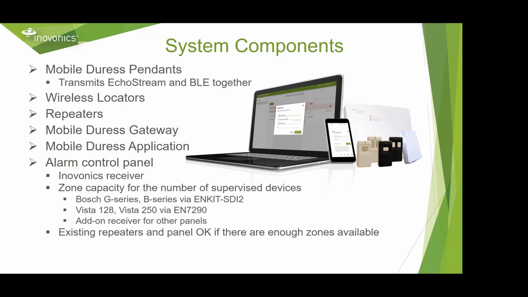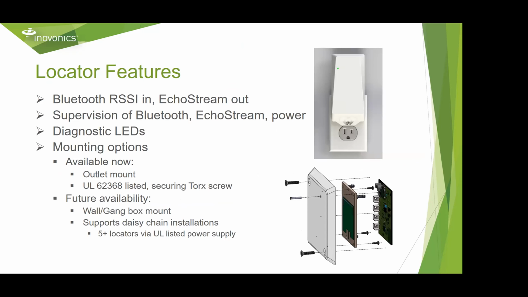As long as there's enough zones open for the pendants, for the number of pendants being used, you're good to go. And you can use any of our receivers as long as there's the capacity to supervise those pendants. And like I said, existing repeaters are perfectly fine if you're going into an existing job, or of course, if this is going to be a brand new job, you use the repeaters as you would expect.